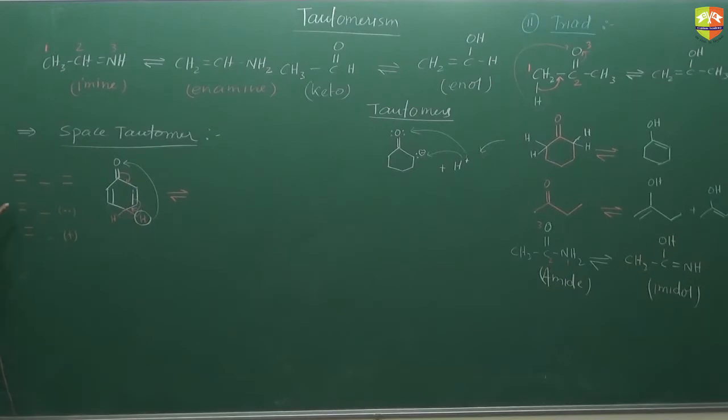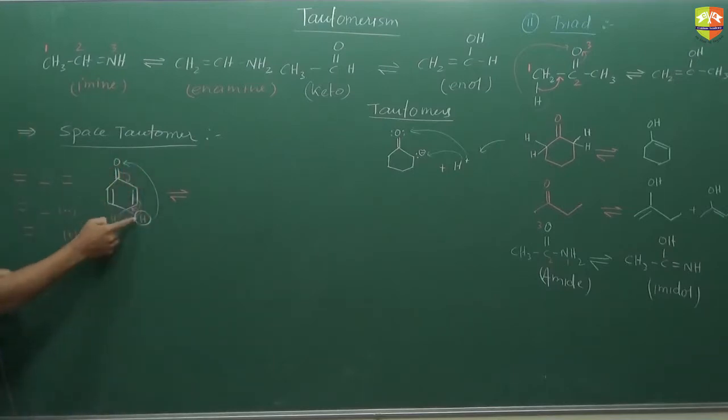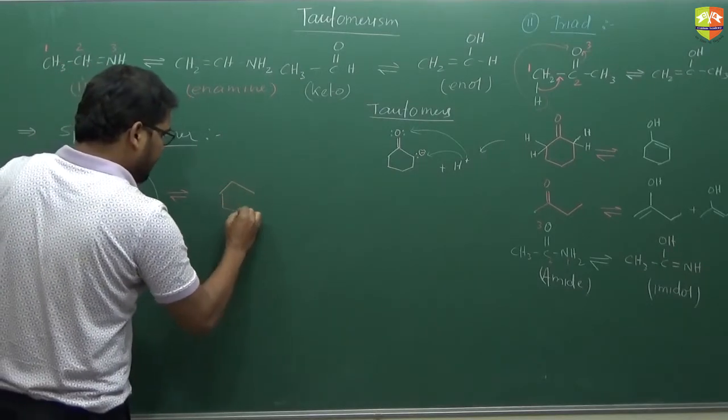All these things we have discussed in the conjugated system, right? So this is a conjugated system. This H plus comes over here, you see. This H plus will be here, this pi electron comes over here, and this pi electron comes over here. The structure we get here is phenol.